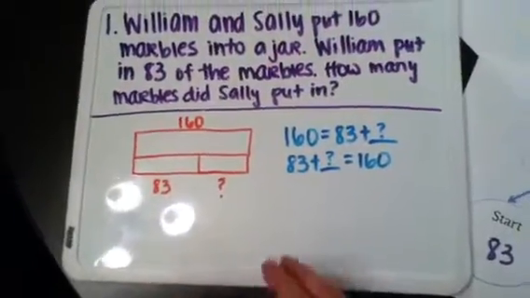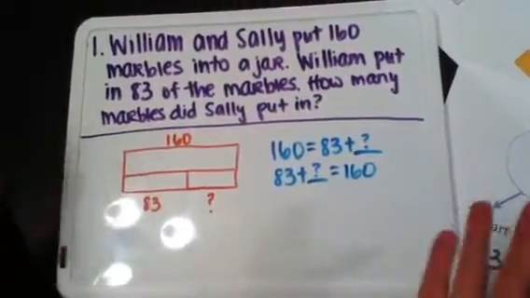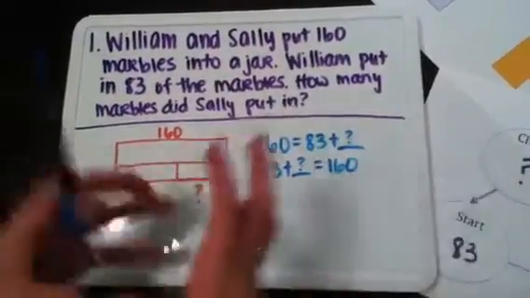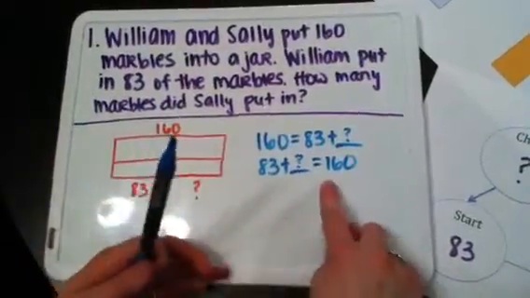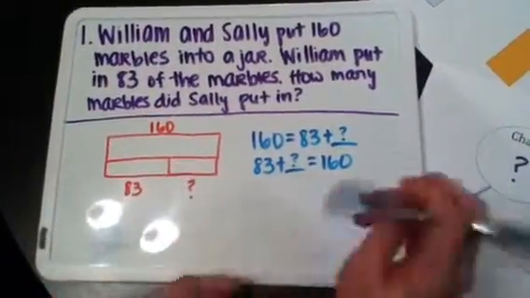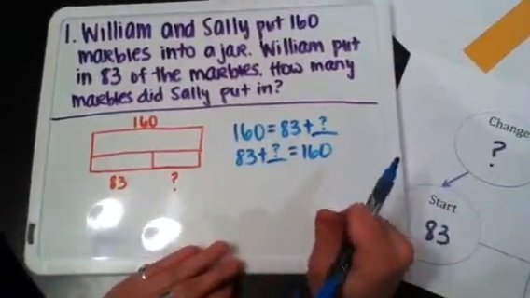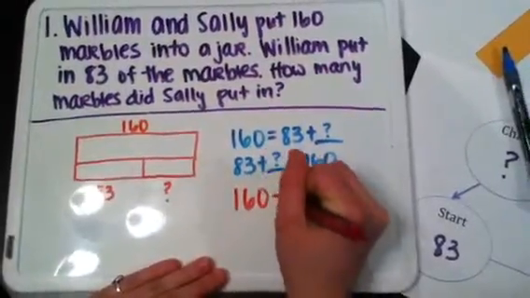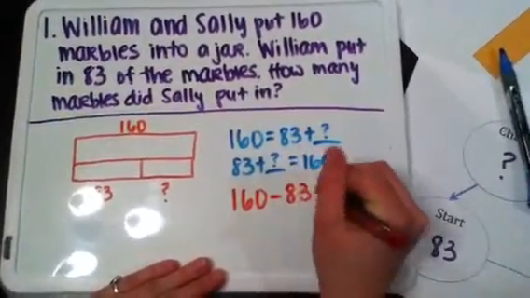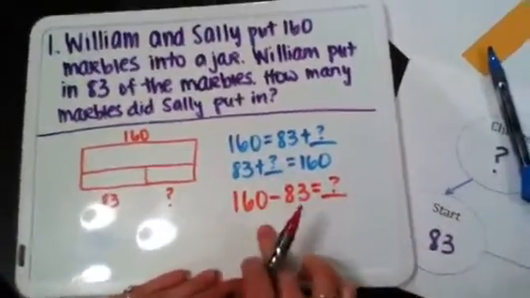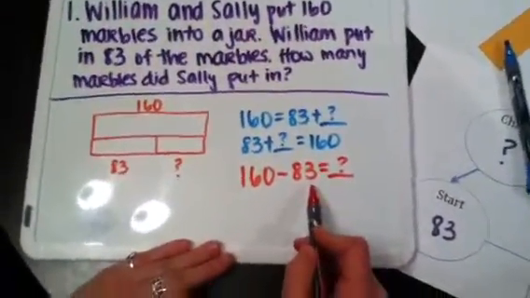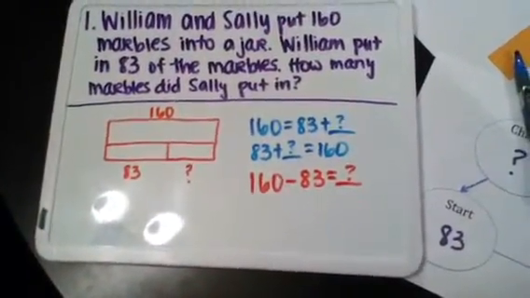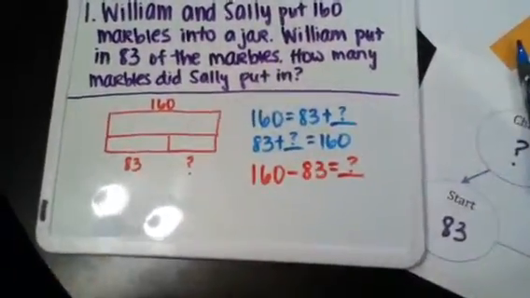So remember that this is a join problem, so we are physically bringing two things together to equal one. So in this case, we're bringing 83 marbles plus another set of marbles together to equal 160. A way to write this problem a little differently would be to do 160 minus 83 equals what? So we have the total minus the marbles William put in equals, we don't know yet, but how many marbles Sally put in.